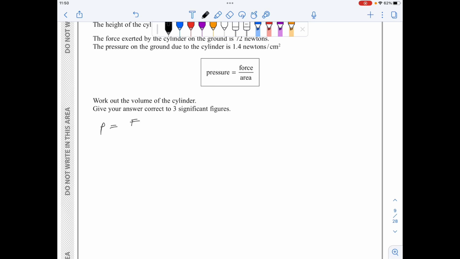Pressure equals force over this area. 1.4 equals 72 over the area. So if you cross multiply, area is 72 over 1.4. That's 360 over 7, which is equal to 51.4, and so on.